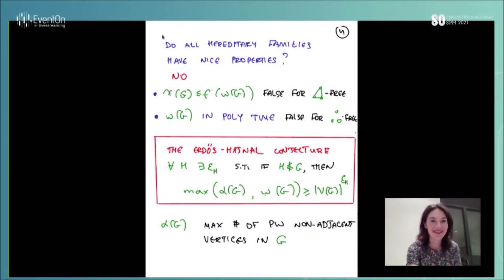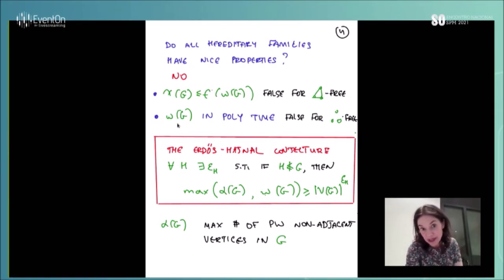So now this slide is a disappointing reality. Let us ask, do all hereditary families have nice properties? And the answer is not at all. So what do I mean by that? Well, let's try to find parallels to perfect graphs. In perfect graphs, we know that the clique number and the chromatic number are the same. So let's ask for something much weaker. Can you bound the chromatic number as a function of the clique number? And the answer is no. It's even false for triangle-free graphs. So the graphs with no triangle, which means the largest clique has size 2, and arbitrarily large chromatic numbers. So really, no hope.